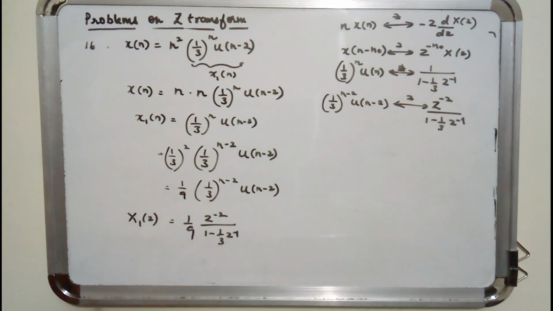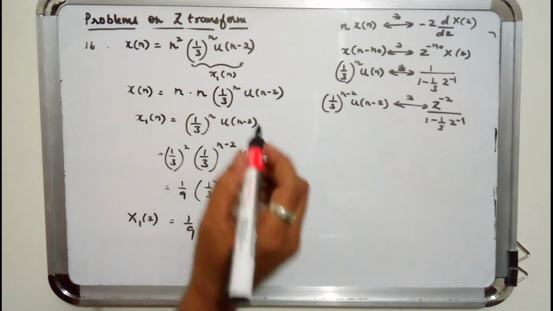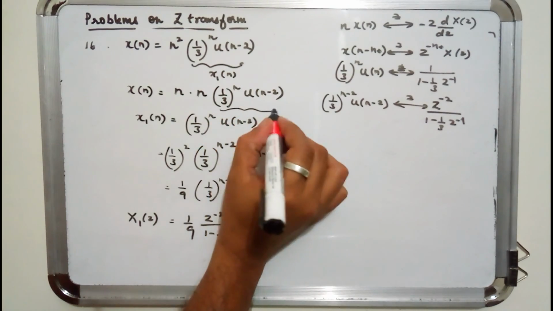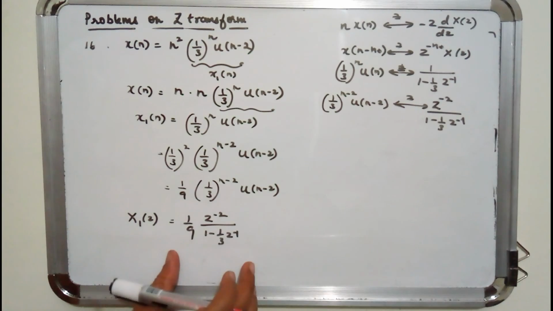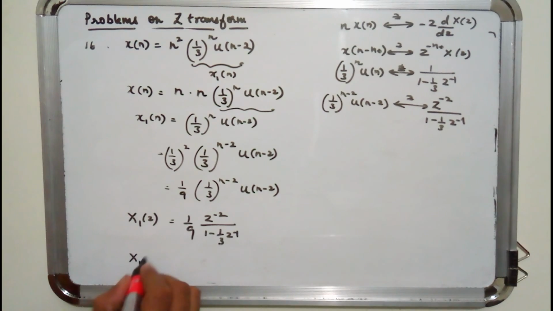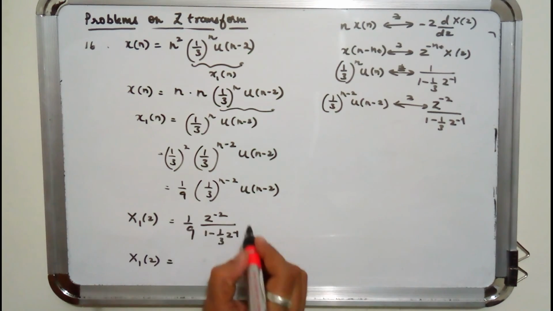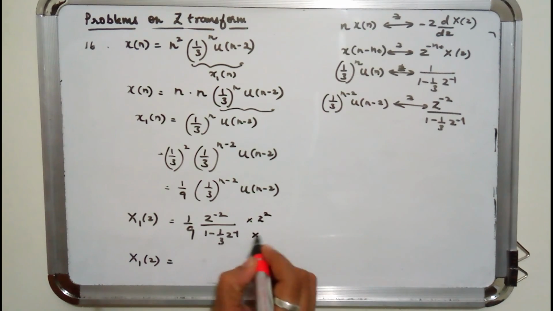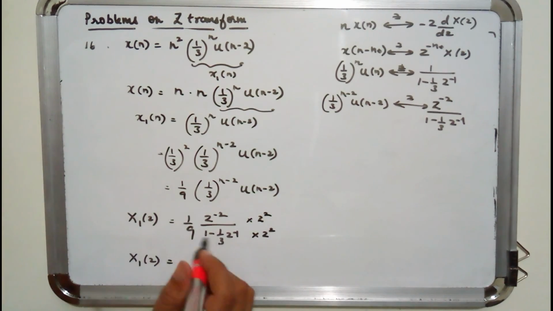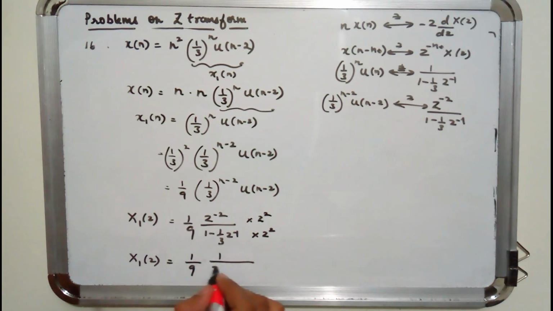So what we have got here is the z transform of this function, right? So I'll convert this in terms of z so that differentiation becomes easy. x1 of z is, I'll multiply the numerator by z square and denominator also by z square. So I'll be getting 1 by 9 here, 1 over z square minus 1 by 3 z. So this is what I'll be getting.